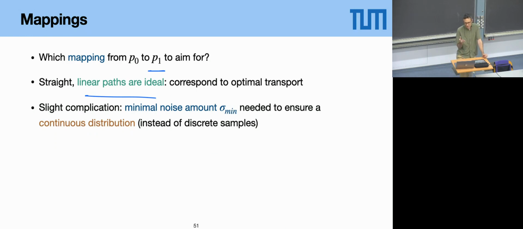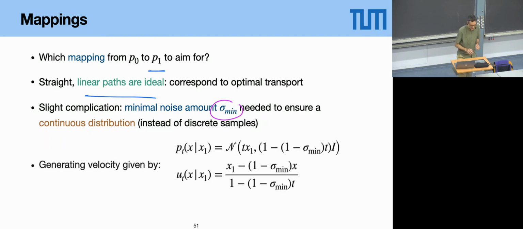Luckily, it's also starting from this relatively complicated formalism, relatively simple to set up this objective, simpler than DDPM actually. We need to first keep in mind a certain minimal noise amount, again to preserve a continuous distribution. We want to get away from the discrete samples, and then we can set up the generating distributions and the velocity in the following way.